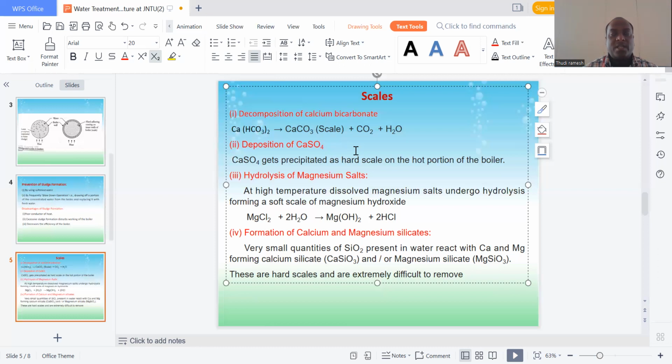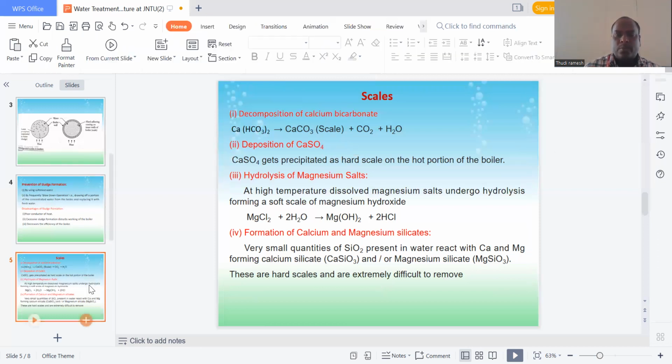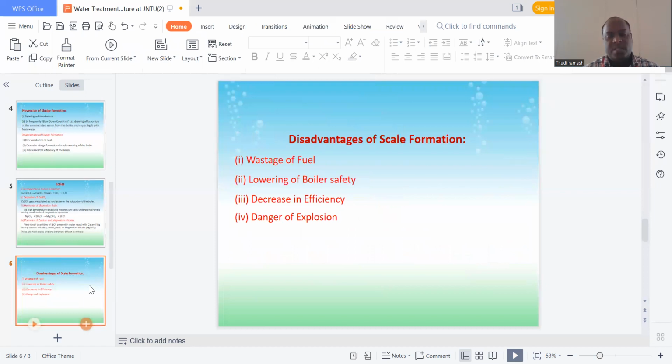That is CaSiO3 and then MgSiO3. So these four substances are responsible for the formation of the hard, sticky, adherent precipitates along the inner walls of the boiler. Okay, so then what are the disadvantages of these scales? If the scales are formed along the inner walls of the boiler material, then what will happen?